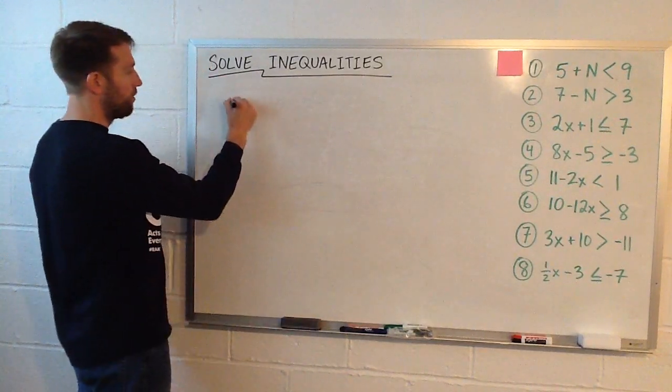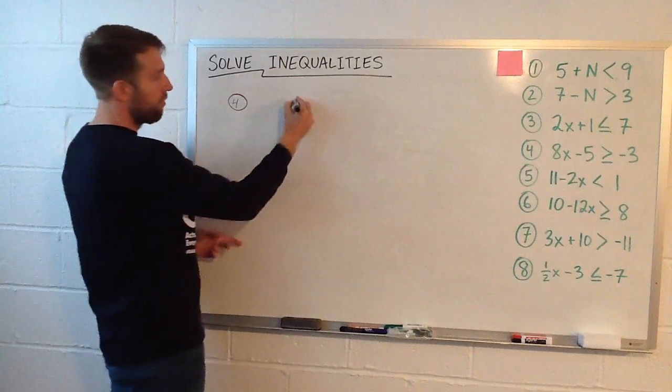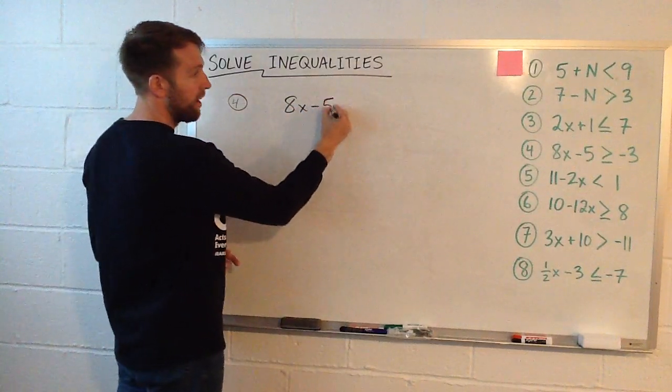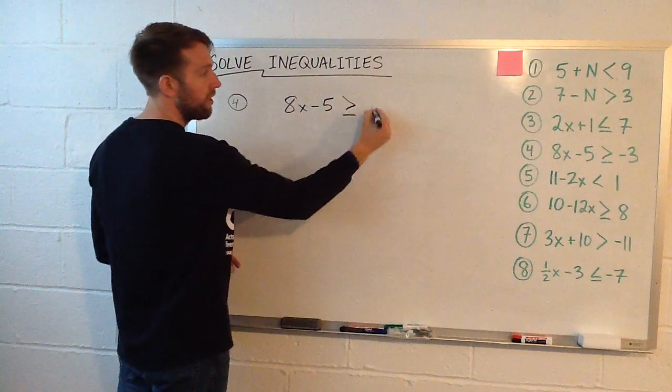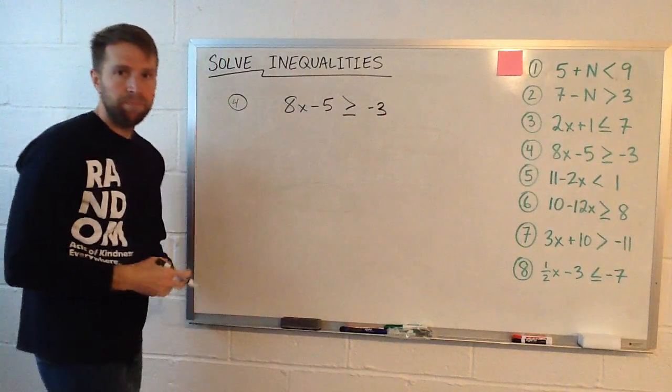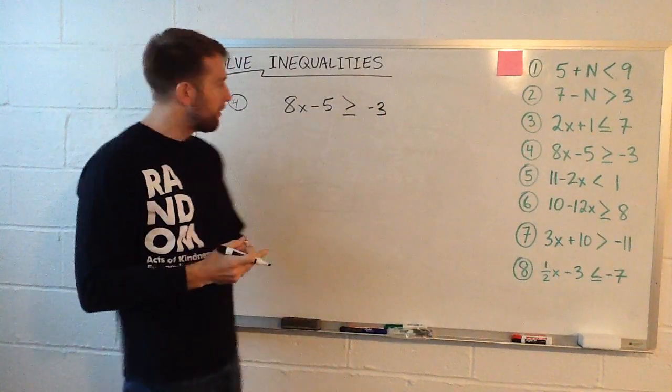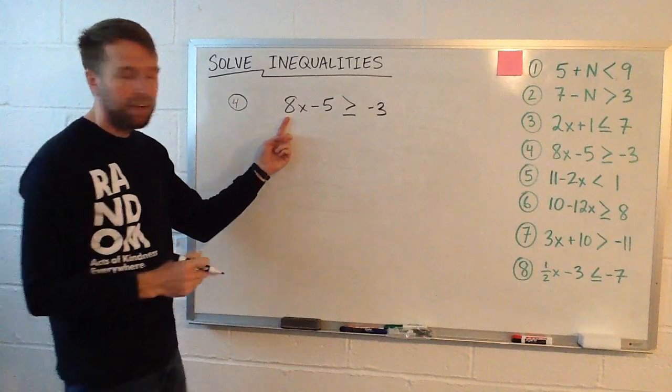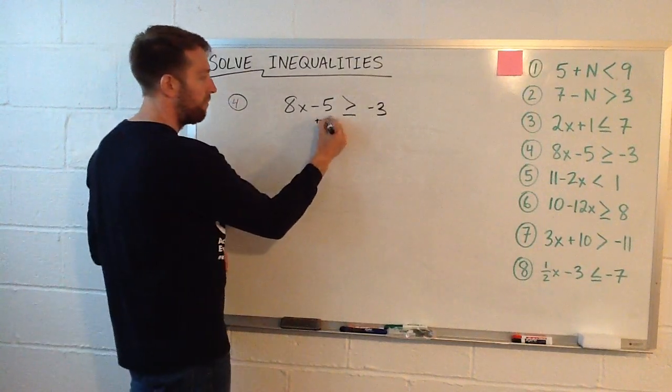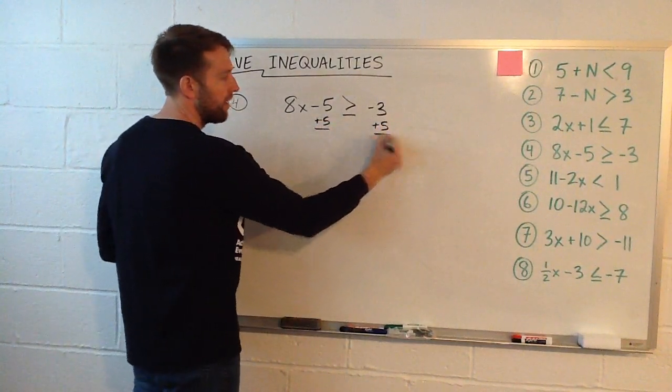Alright, so these ones will go a little bit quicker like I said. Here's number 4. 8x minus 5 is greater than or equal to negative 3. Do we have to worry about that little negative trick? No, we do not have a negative variable. Just go ahead and solve algebra. Let's go ahead and do the math that you guys know how to do.